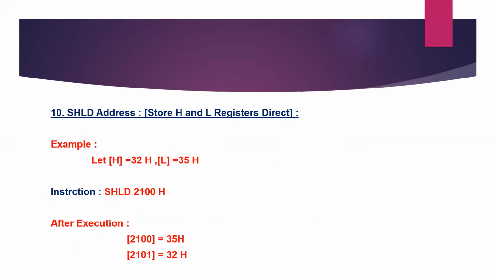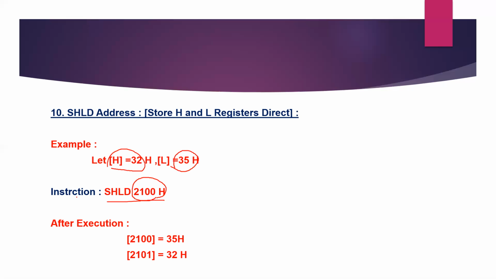Next instruction is SHLD address, that is store H and L registers direct. In this instruction, the content of register L is transferred to the memory location whose address is specified by byte 2 and byte 3 of the instruction. And the content of register H is moved to the succeeding memory location, means the next memory location. For example, suppose the H register has data 32 and the L register has data 35H. Our instruction is SHLD and the address given is 2100H.